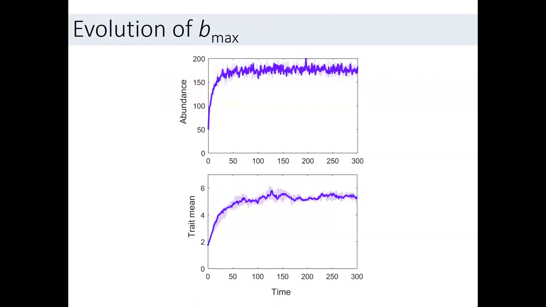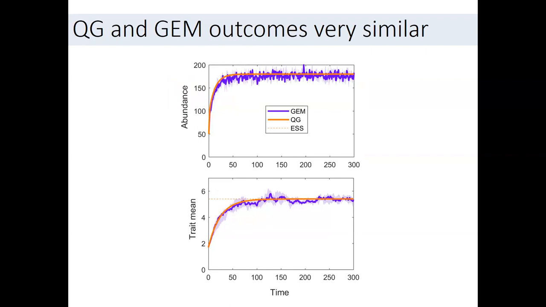And if I drop it into a GEM, this is what I get. I have this logistic-looking growth. My trait, if I started down here, grows up to this point here. And it turns out that point is exactly my quantitative genetics evolutionary stable strategy.